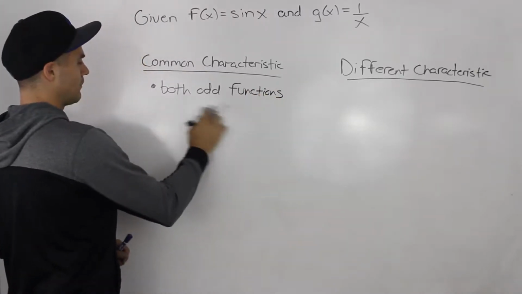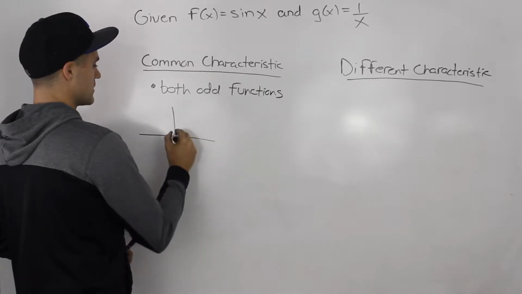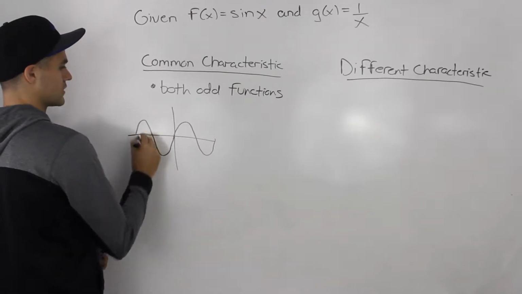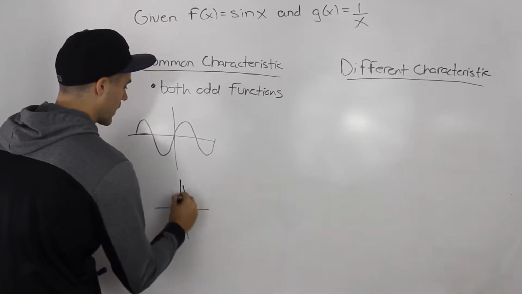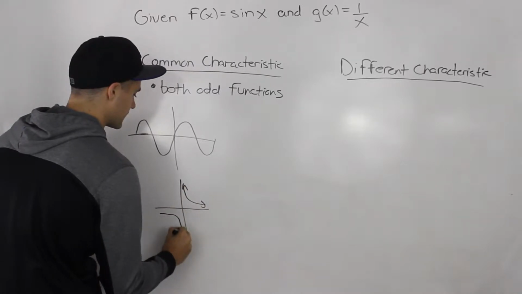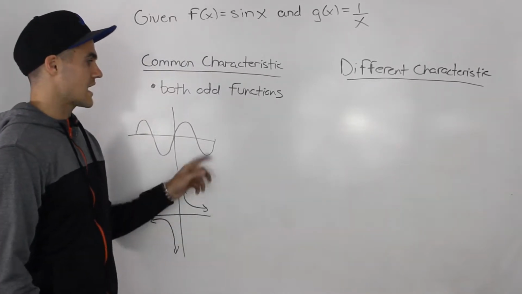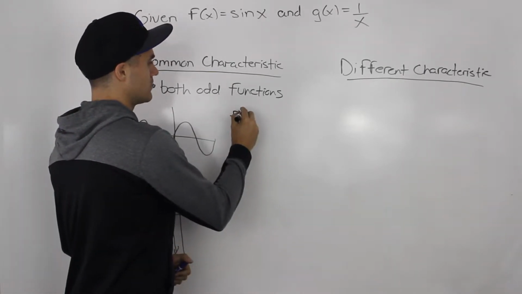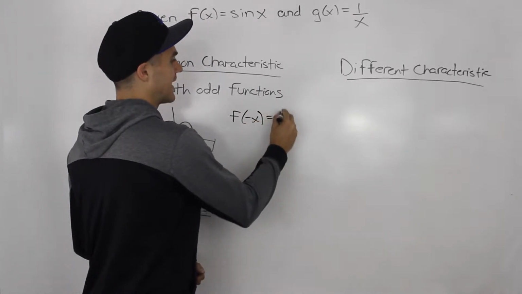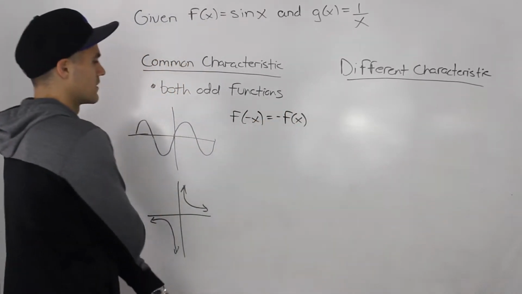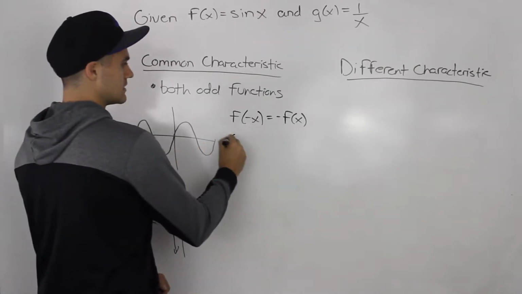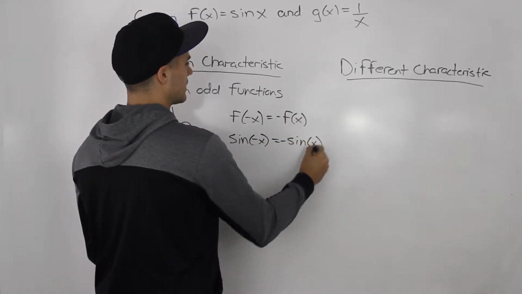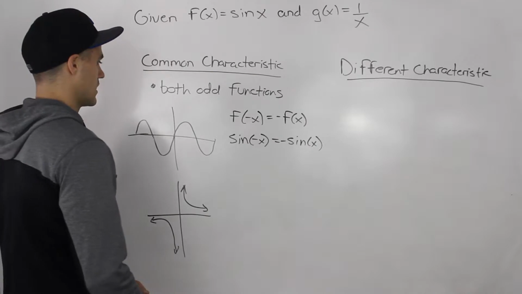Okay, so that one was pretty tricky to realize because sine x, if you graph it, looks like this, and 1 over x, if you graph it, looks like this. Well, with sine x, algebraically, if you remember, to algebraically prove that a function is odd, basically f of negative x has to equal negative f of x. Well, with sine x, sine of negative x is equal to negative sine x.